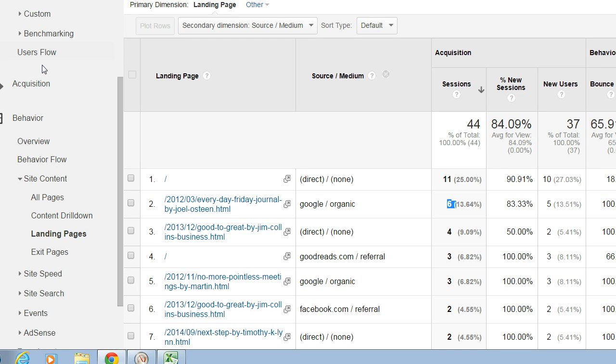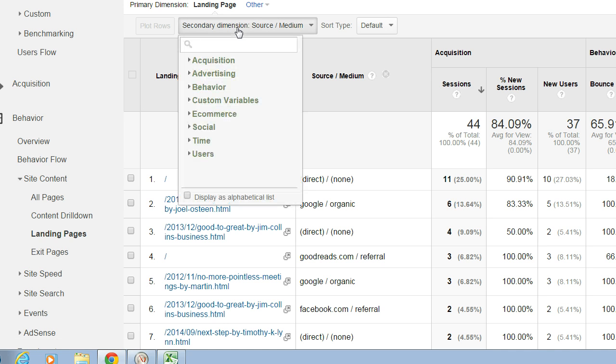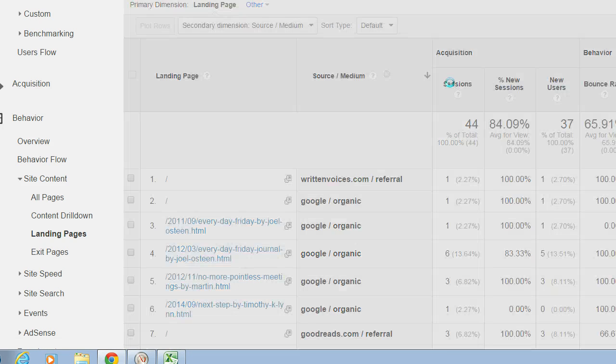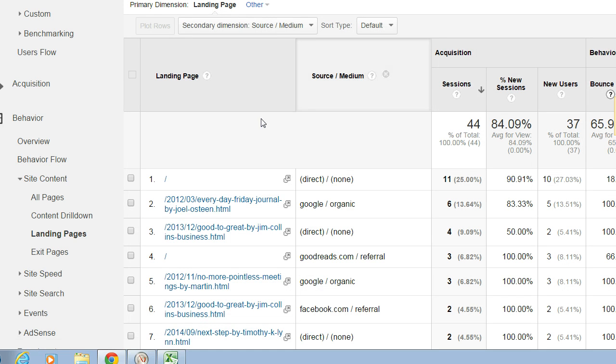So again, when you come into analytics, you'll see it over here on the left. It's Behavior, Site Content, and then Landing Pages. And it defaults to just the landing pages. If you want to look at the source or medium where the people are coming from, then you would click down, you would choose source and medium, and then that digs into your data a little bit further, where you have your landing pages and then your source and medium, and then how many people visited, bounce rate.